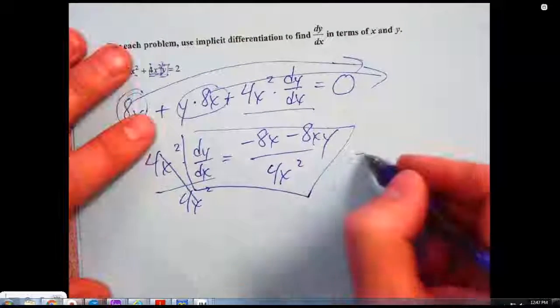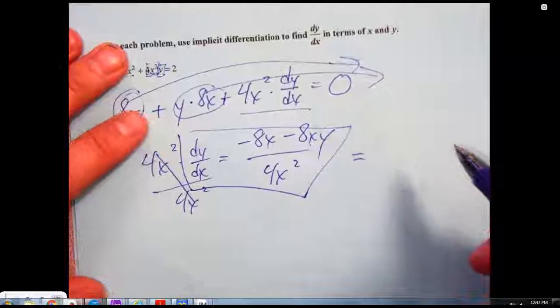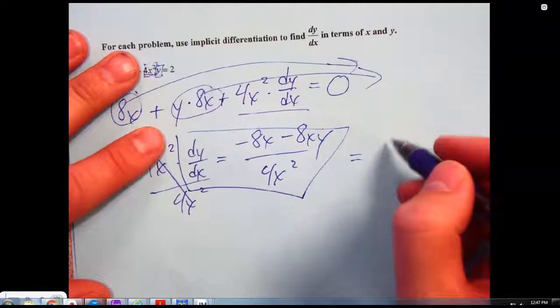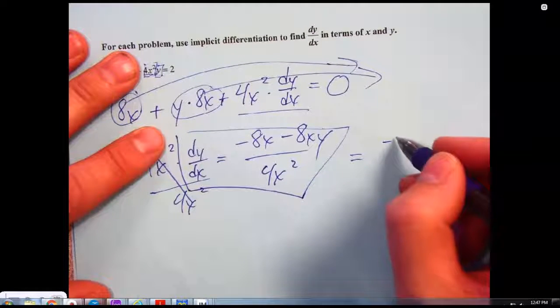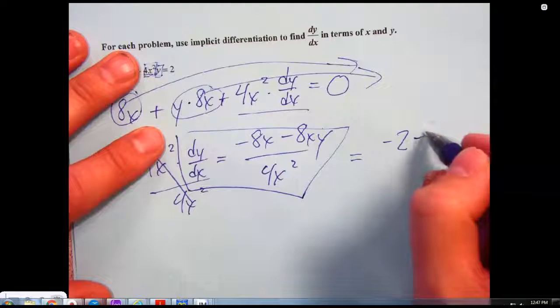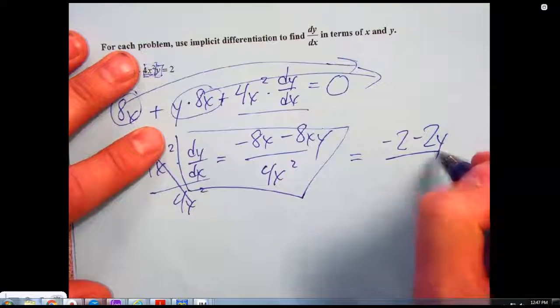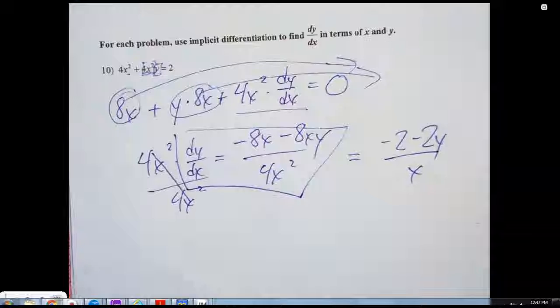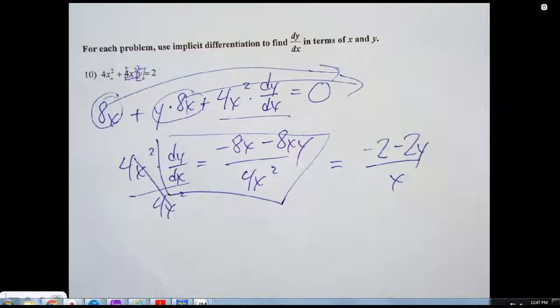Some people went a step further and took out a 4 and an x, which would leave you with negative 2 minus 2y over x. But either one of those is acceptable.